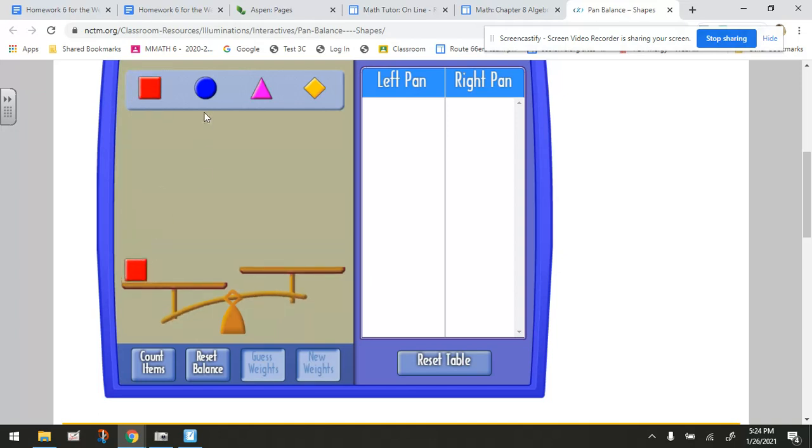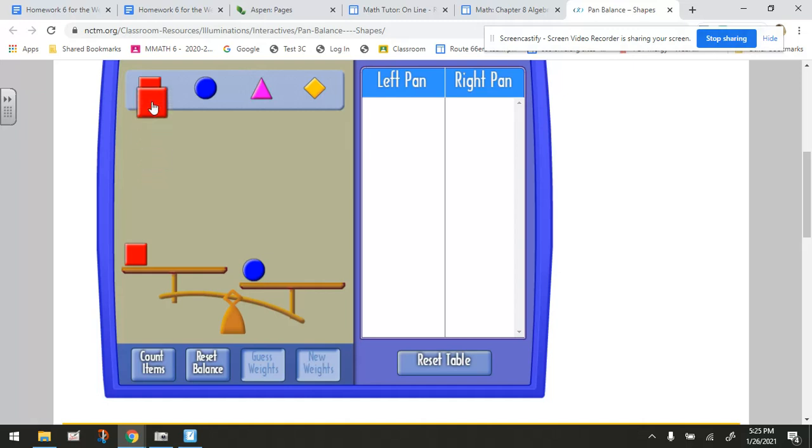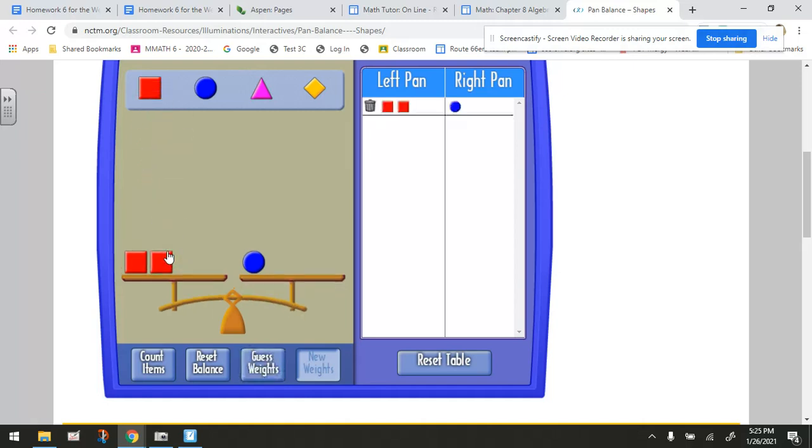So if we take a square and we compare it to a circle, see how the circle is heavier? The heavier it is, it goes down. See, this is not an equation. It's not balanced. So what if we add another square to this? Because that must be the lighter thing if it's up higher. Let's add another square and see what happens. See how it balances out? So when we write this as an equation, we can write it as 2 squares equals a circle.